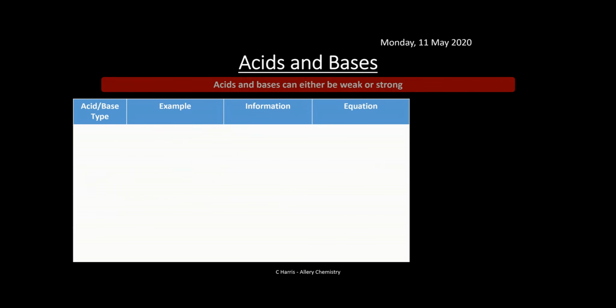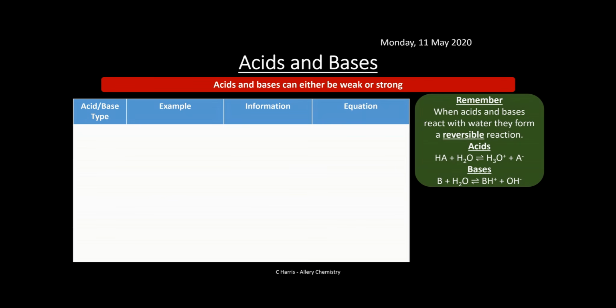Let's look at some examples of acids and bases. We need to be aware that acids can be strong and weak, and so can bases as well. So we're going to look at some different examples here. When acids and bases react with water, they're a reversible reaction.